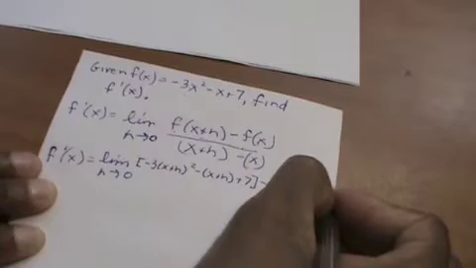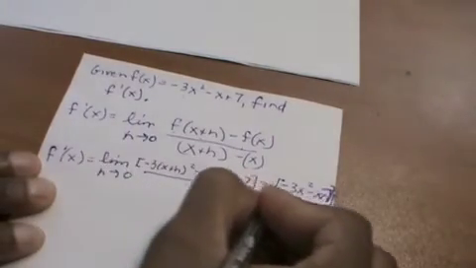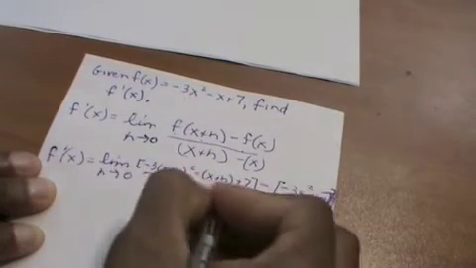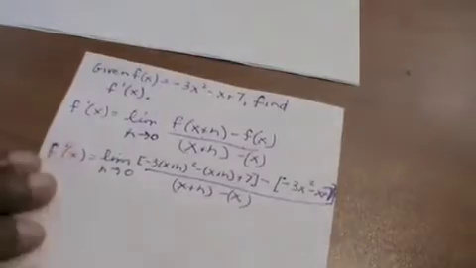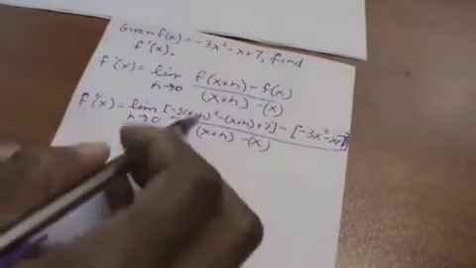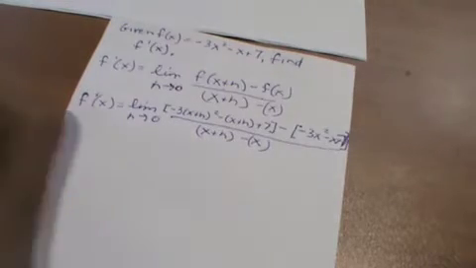Running out of space, sorry for that. Divided by, and in the denominator all you have is variables. (x+h) minus x. Okay? So at this point, if you remember, the only thing that I simplify is just this piece right here, (x+h) the quantity squared.